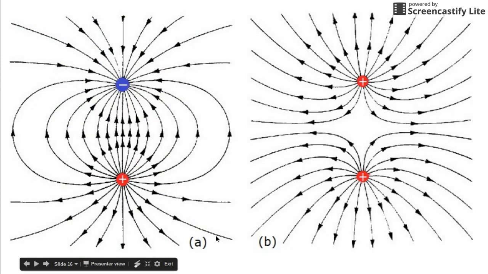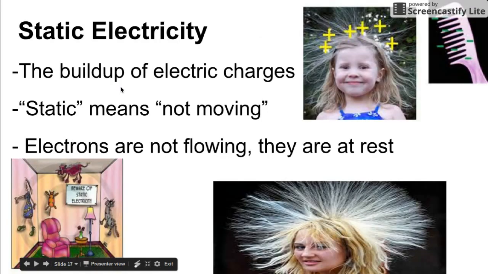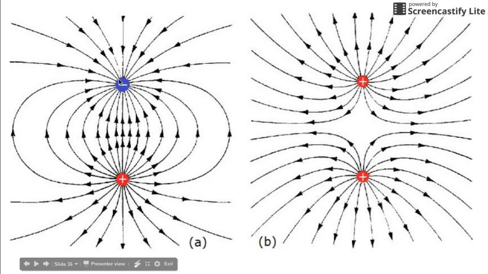So here are some force field diagrams. We have the positive charge where the field force is going out from that charged object, and then we have the negative charge up here where the force fields are going into that negatively charged object. So you can see how these things are interacting with each other. When they are opposites, they're actually attracted to each other.